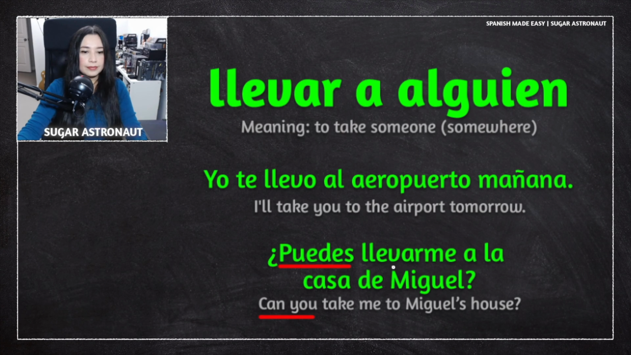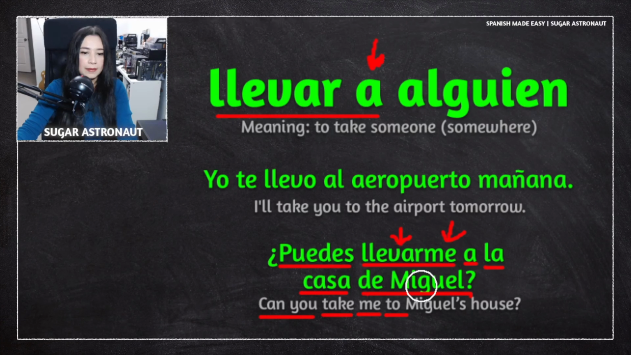Puedes, can you? Llevarme, we are adding the pronoun me, llevarme. So we have the verb llevar, take. Can you take me? Puedes llevarme by itself means can you take me to a place? What place? A. We have llevar a, remember. Don't forget that little letter here. Llevarme a, so you add the destination, la casa. A means to. La casa de Miguel means Miguel's house.